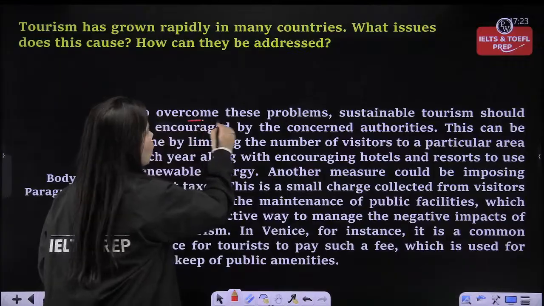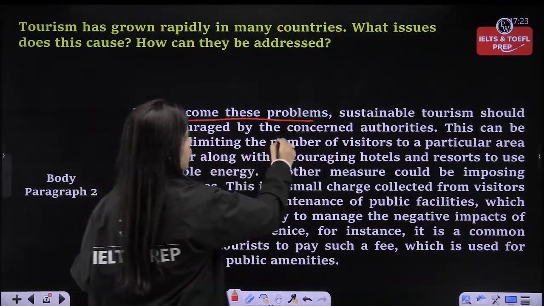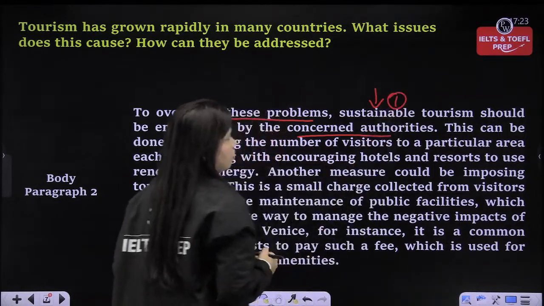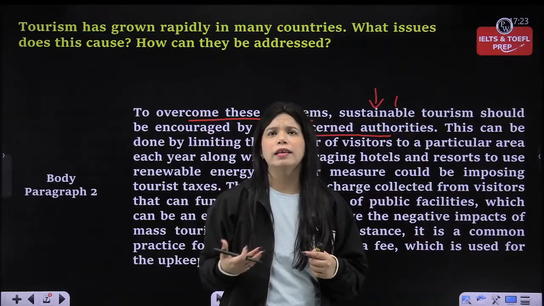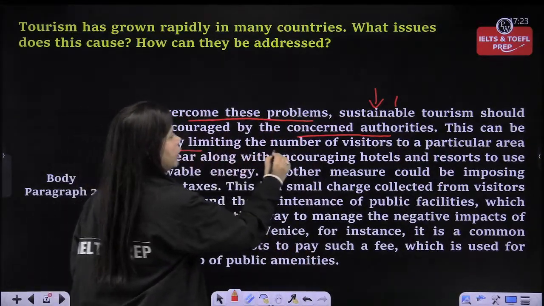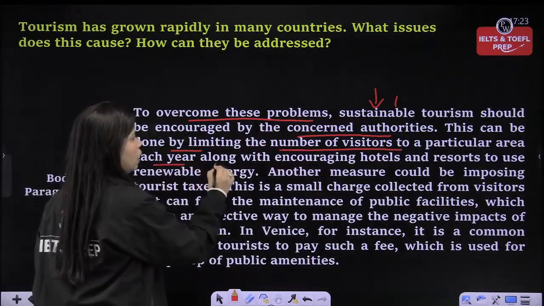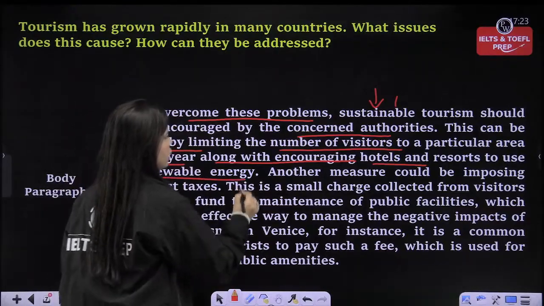So I'm saying to overcome these problems, sustainable tourism should be encouraged by the concerned authorities. Here you go with our solution number 1, that is sustainable tourism. अब ये क्या होता है, ये कैसे कर सकते हैं? So I'm explaining that. I'm saying this can be done by limiting the number of visitors to a particular area each year, along with encouraging hotels and resorts to use renewable energy.